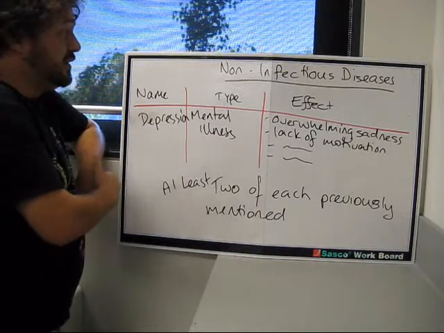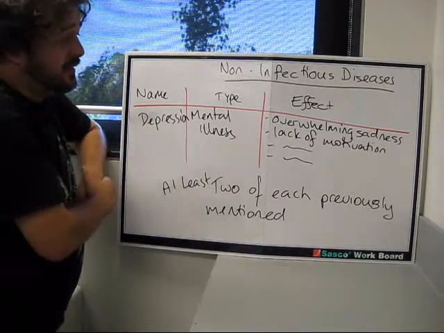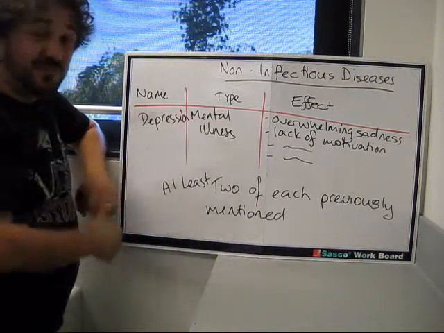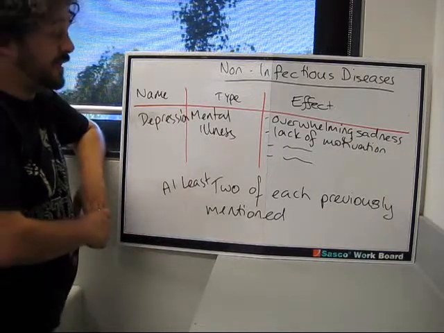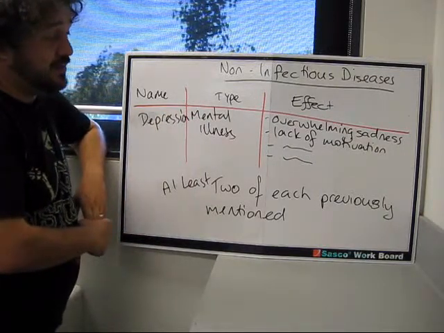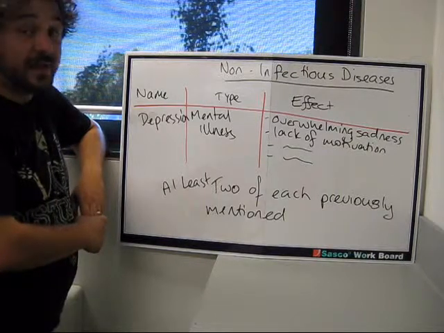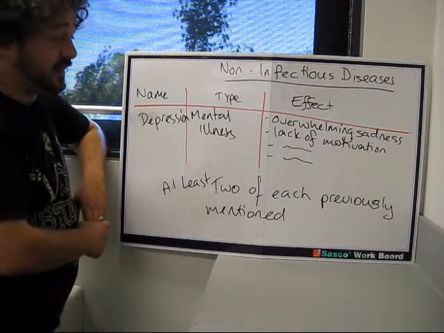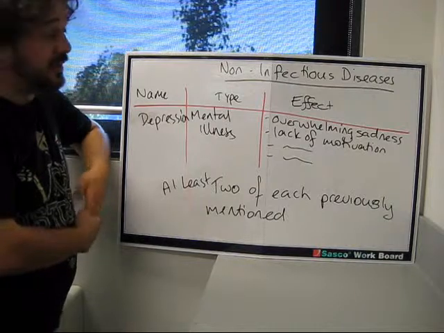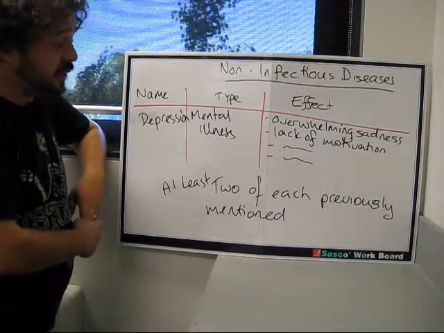So depression, it is a mental illness, and the effect. So I guess it's symptoms and long-term effect. I would add potential for suicide at the end of that as well. So overwhelming sadness, lack of motivation, potential for suicide. And yeah, that's what we're doing.